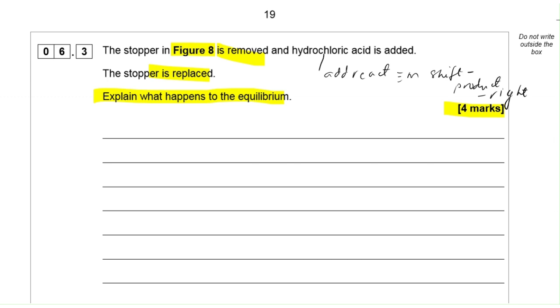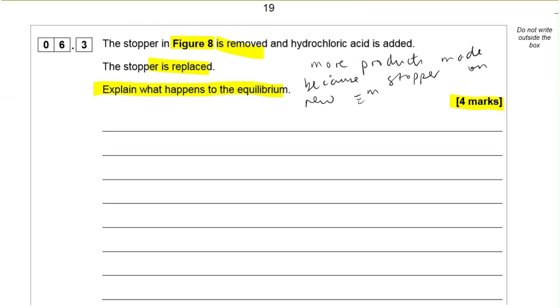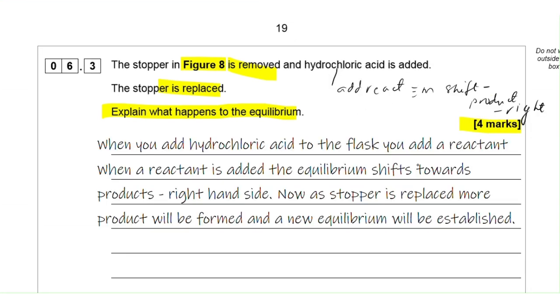Now as the stopper is replaced, the new equilibrium will be established. So let's look at constructing our 4-mark answer. When you add hydrochloric acid to the flask, you add a reactant. When a reactant is added, the equilibrium shifts towards the products, the right-hand side. So there's your 2 marks for that. Now as the stopper is replaced, 1 mark, the more product will be formed and a new equilibrium will be established.